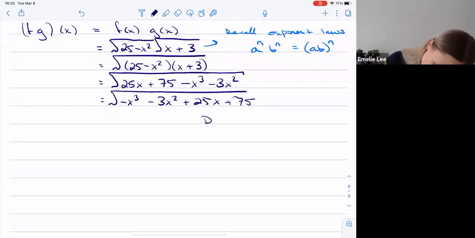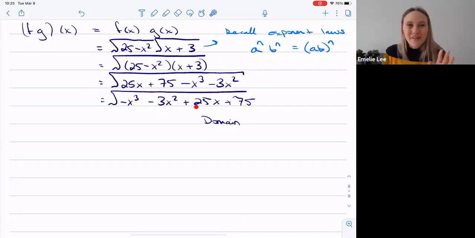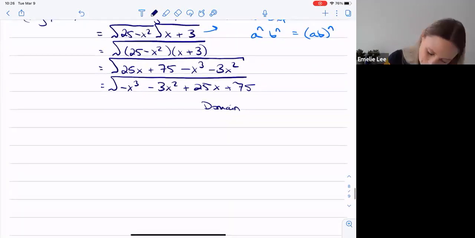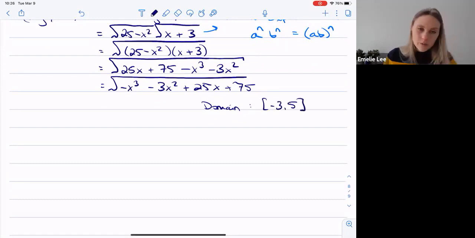So then the domain here, which is definitely not obvious from our new function, right? But the domain here is still from -3 to +5, right? And that would be very difficult to find by this function alone, right? And so that's why if we're able to look at the two functions individually, it's a lot easier. So -3 to +5.